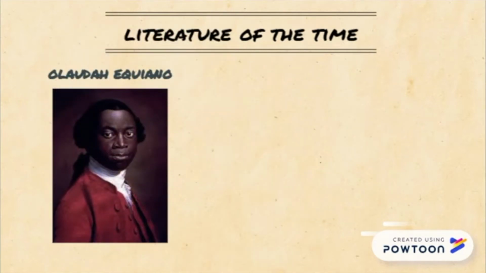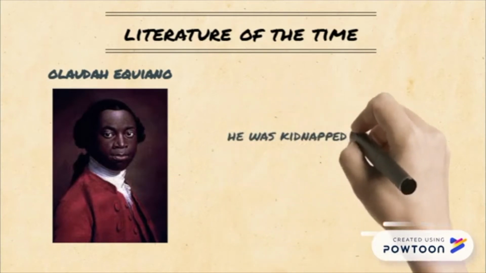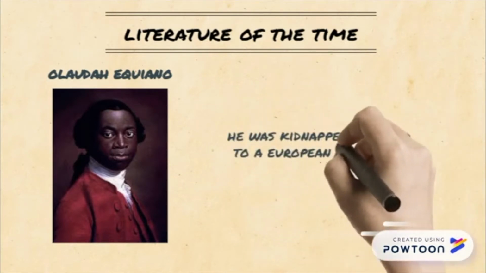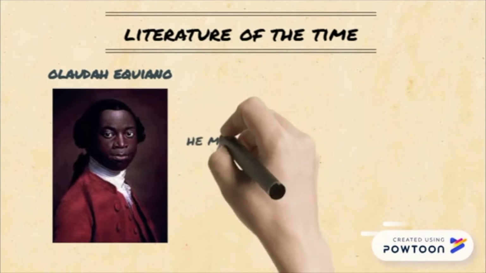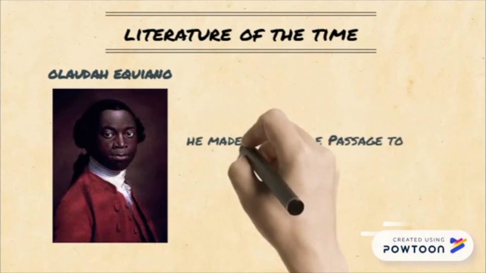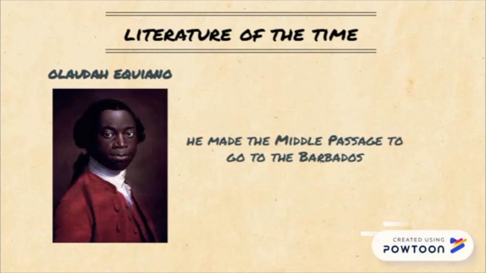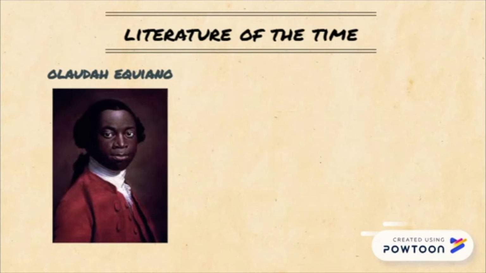Olaudah Equiano was born in present-day Nigeria in the 18th century. In his early years, he was kidnapped and found himself on Africa's west coast, where he was sold to a European slave ship. He made the Middle Passage to Barbados. Nevertheless, none of the buyers were interested in Equiano, so he finally settled in Virginia, where he was sold. During those years, he had the opportunity to travel as well as to learn to read and write in English.